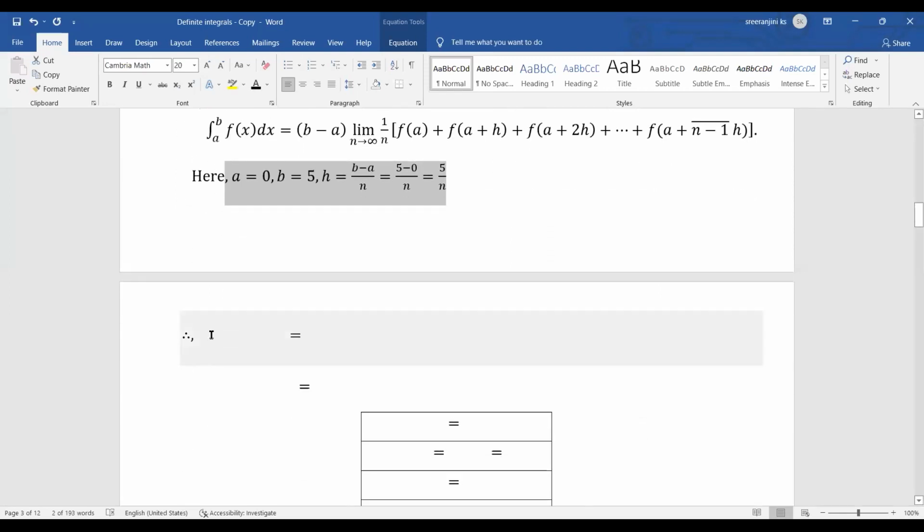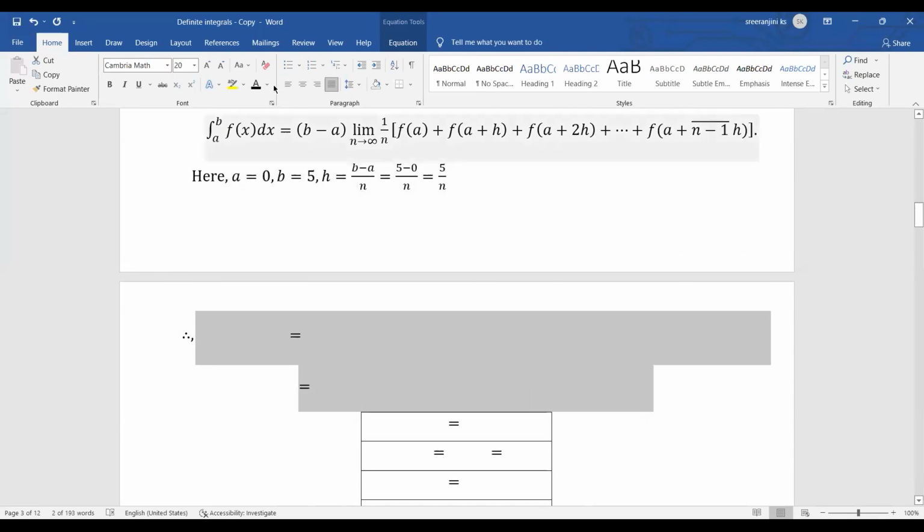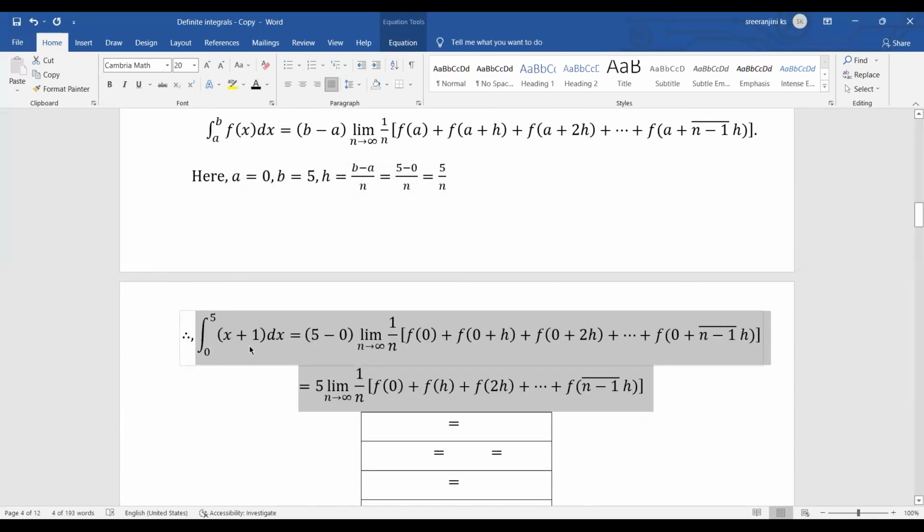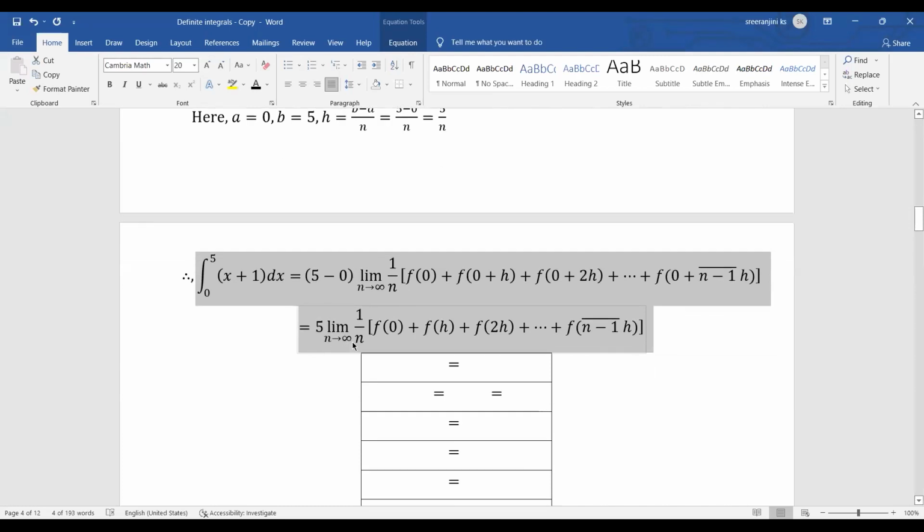Coming to the integral part. Integral 0 to 5 of x plus 1 dx, b minus a, 5 minus 0, limit n tends to infinity, 1 by n, f of a, and a equal to 0 here. So f of 0 plus f of 0 plus h plus f of 0 plus 2h plus etc. plus f of 0 plus n minus 1 h. That is 5 into limit n tends to infinity, 1 by n, f of 0 plus f of h plus f of 2h plus etc. plus f of n minus 1 h.